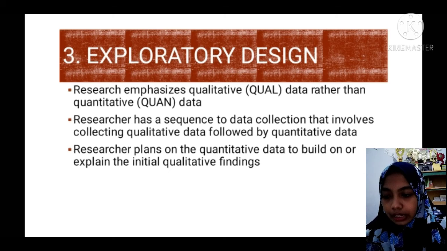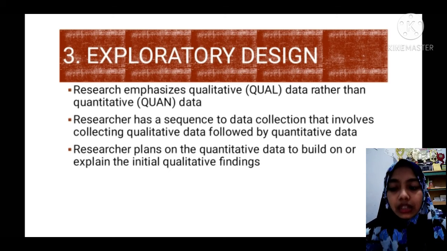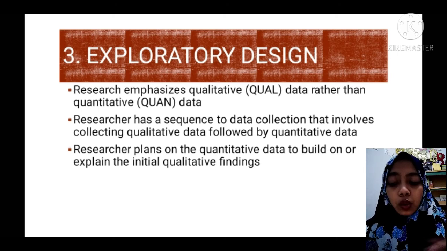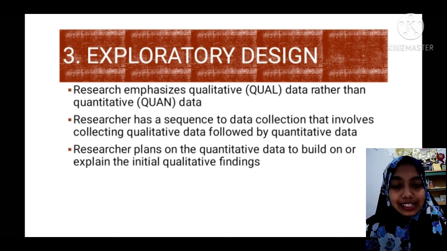Okay, the next is the weight. The weight in the exploratory design is typically given to the qualitative data because it provides the foundation for quantitative exploration of the topic. The mixing of the two methods occurs while developing the quantitative survey items based on the qualitative data analysis, and also while comparing the quantitative results with initial qualitative findings.